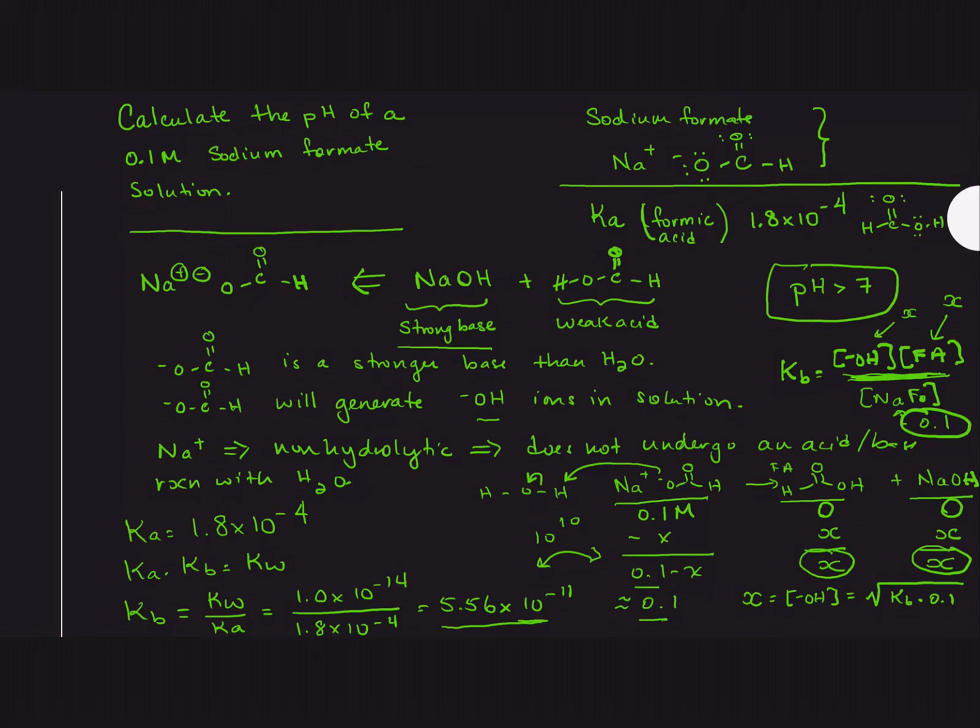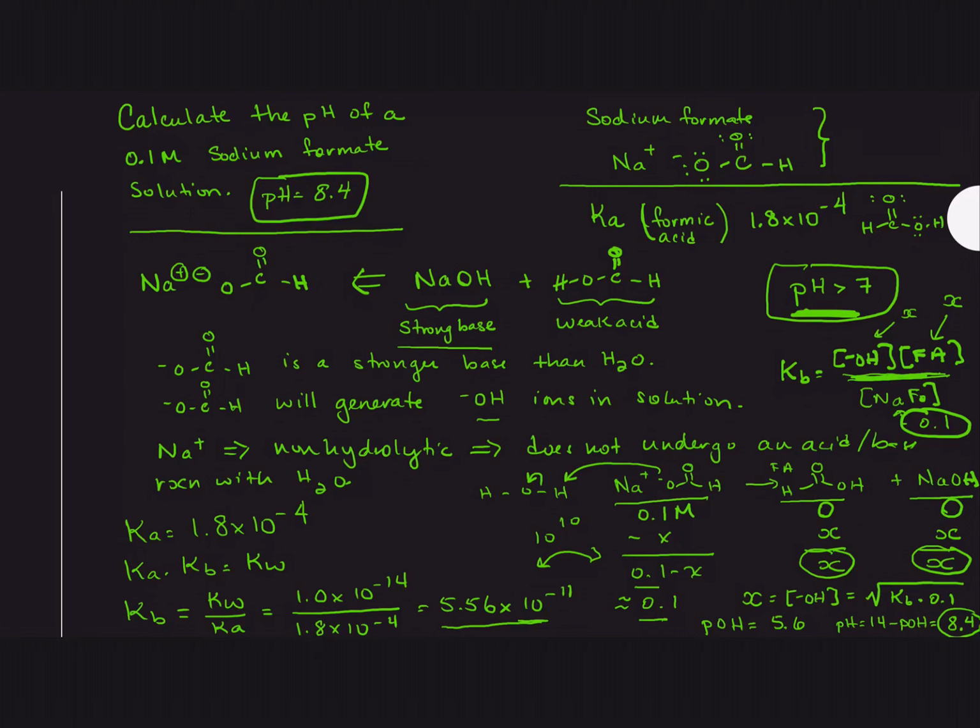And if we calculate the pOH, so the negative log of the resulting value, we get the pOH is equal to 5.6. And we know that pH is equal to 14 minus pOH, or in this case the pH is 8.4. And this matches our original assumption that the pH should be greater than 7, or slightly basic. Therefore, a 0.1 molar solution of sodium formate has a pH of 8.4.